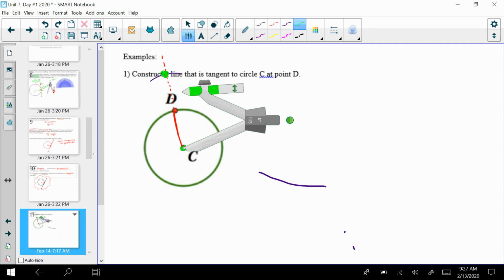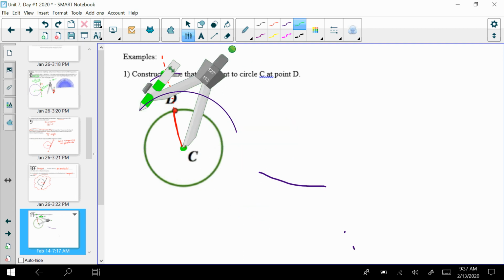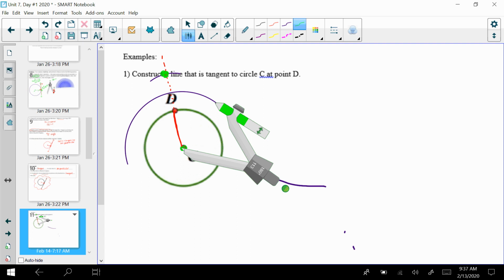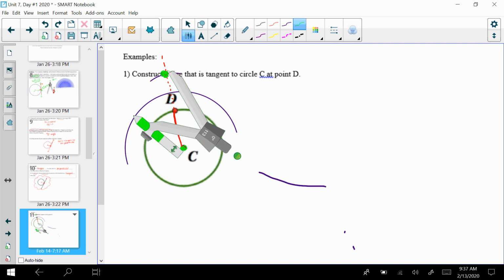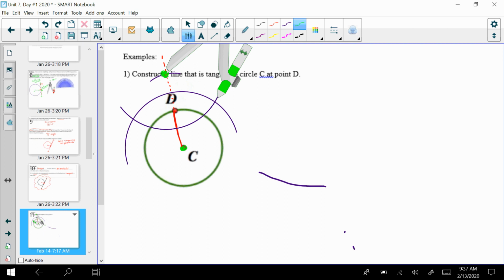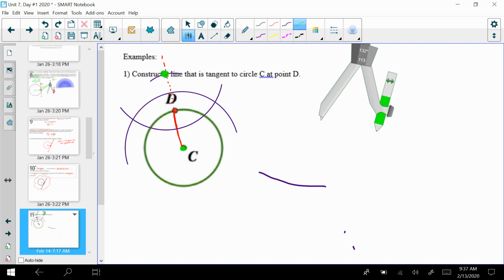Open up more than halfway. Arc above, arc below. Go to your other point of intersection, arc above, arc below. And now you should definitely be taking your straight edge and making, look at that, perpendicular line. So pretty. Okay. Yay. Perpendicular.